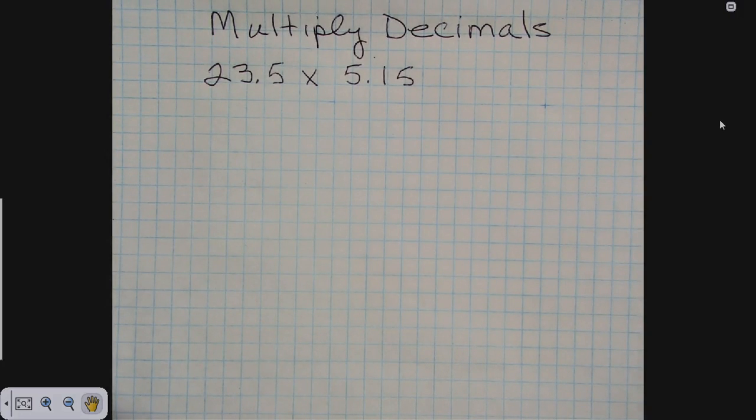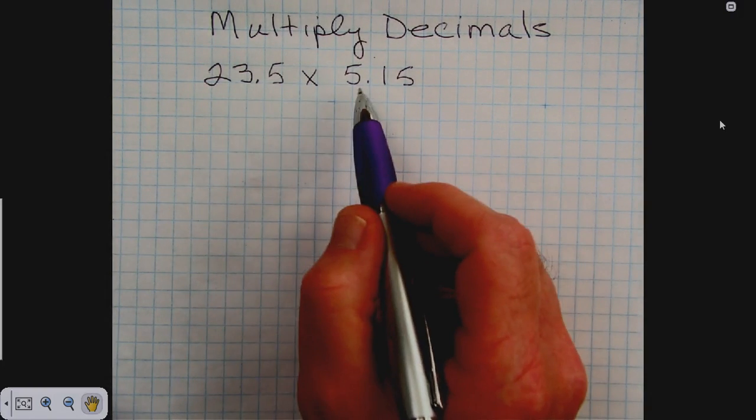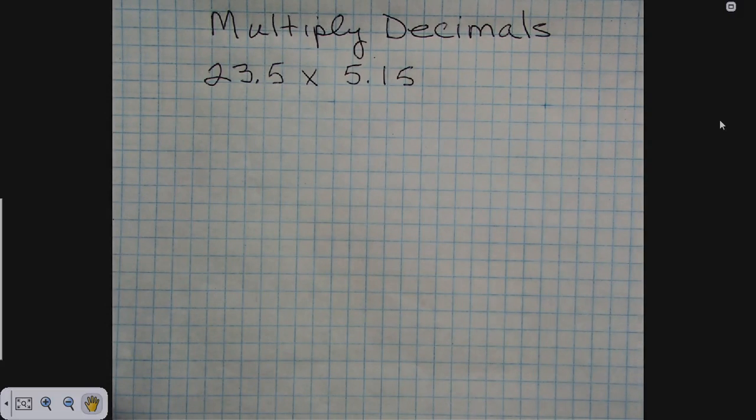Now, first of all, let's make a little estimate about what this is going to be. This is just about 25. This is about 5. So we know as an estimate we should be getting an answer of about 125, because if I had 5 quarters of a dollar, I would have 125 cents. So that's what I'm expecting my answer to be about.